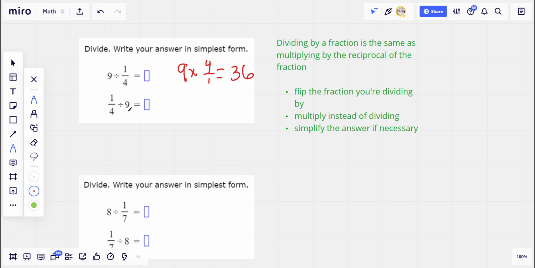Here we have 1/4 divided by 9. Now, in this case, we don't have a fraction, so how do we approach this? Well, remember, any whole number is a fraction. You just put it over 1. So now we're going to do the same thing.